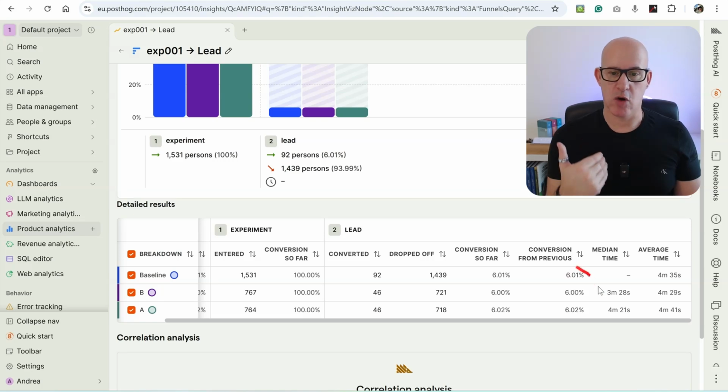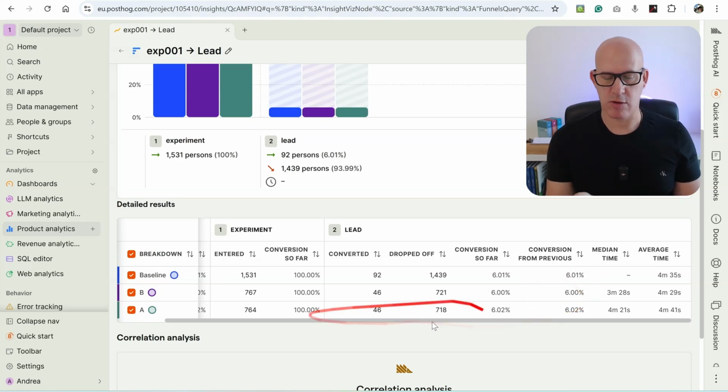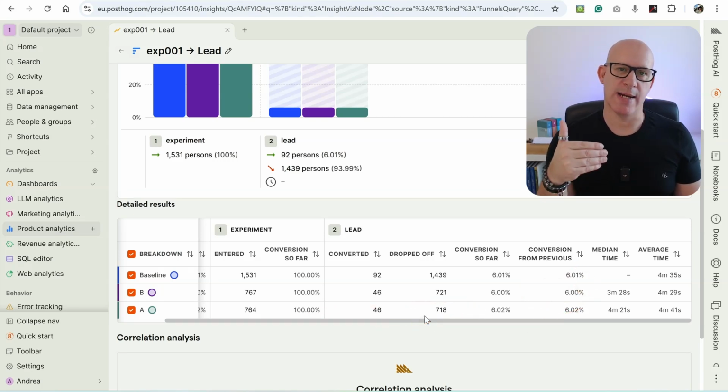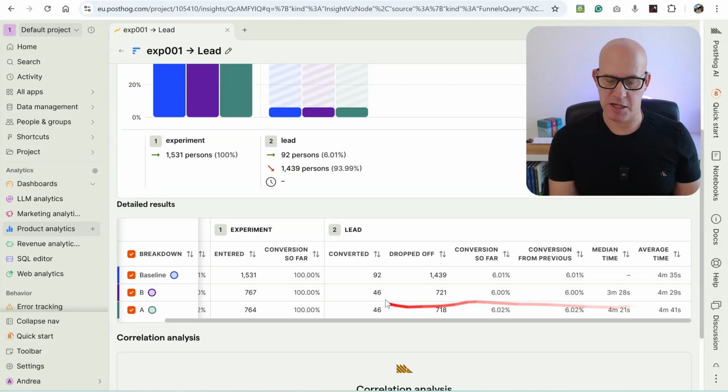Anyway, my call for this particular experiment is to let it run one more week and then see if this difference in time remains stable and if there is any difference in conversion rate that appears with one more week of data.